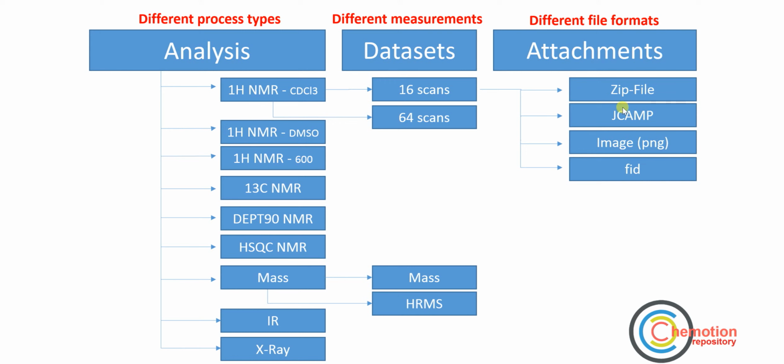As a conclusion, please add different file formats of one measurement as attachments to one dataset. Please add different measurements of one process as different datasets. The different datasets have to be assigned to one analysis. And please define different analyses if a different type is given or if datasets require a separate analysis section due to different experimental results.